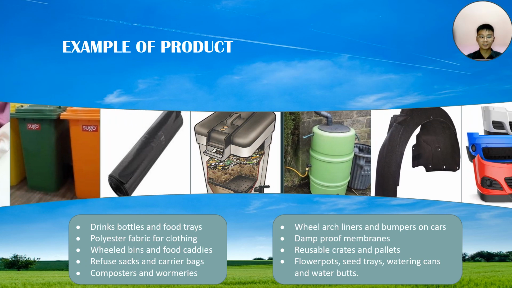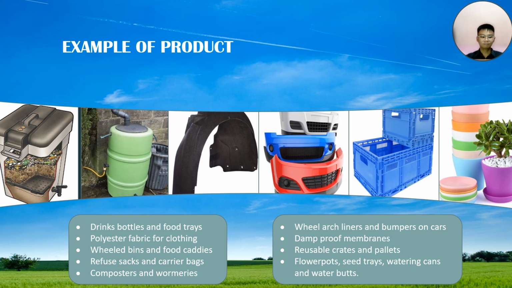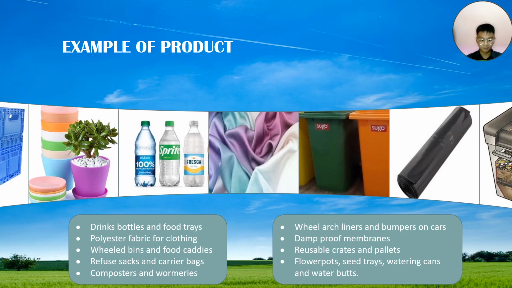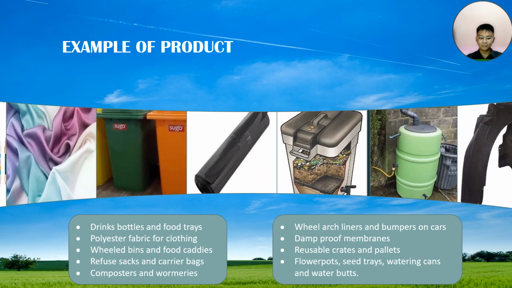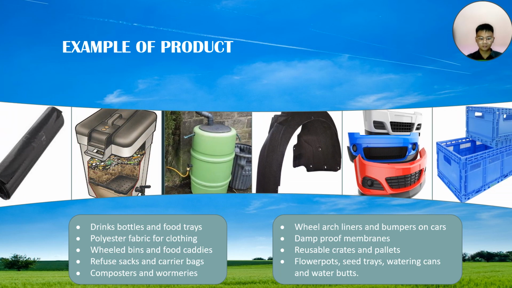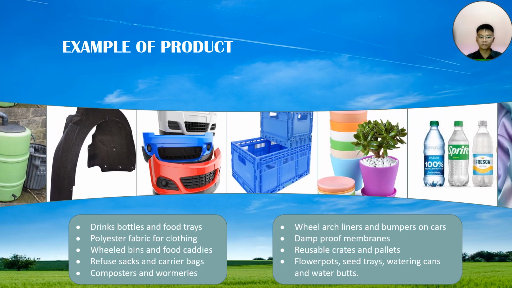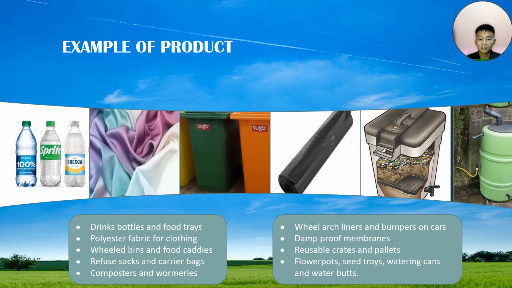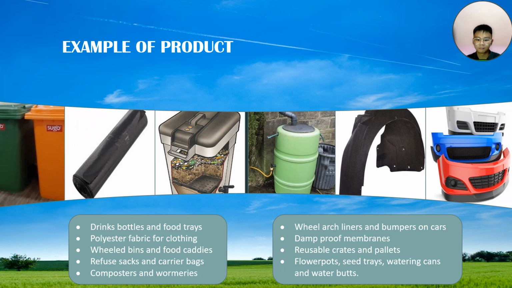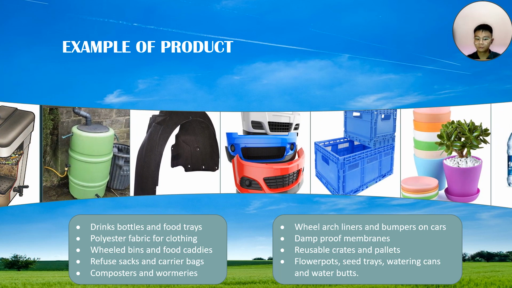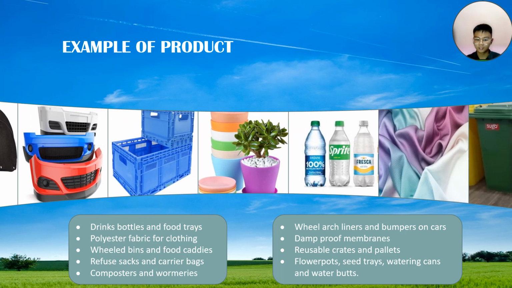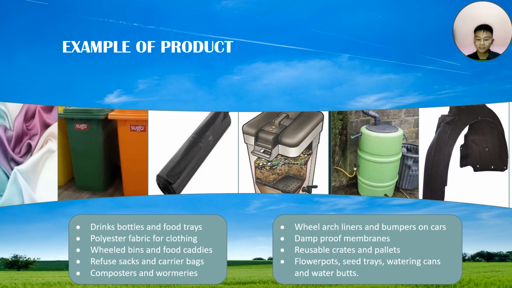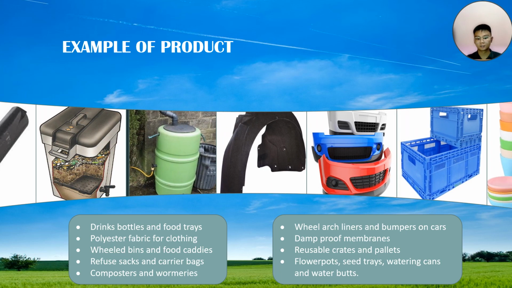So these are examples of the products. The drink bottles and food trays, polyester fabric for clothing, wheel bins and food crates, reused sacks and carrier bags, composters and bombers, wheel arch liners and bumpers on cars, damp roof membrane, reusable crates, pellets, flower pots, seed trays, watering cans, and the last one is water butt.